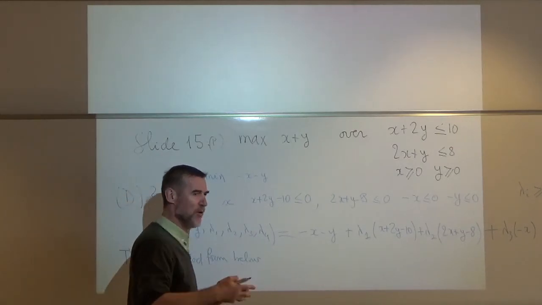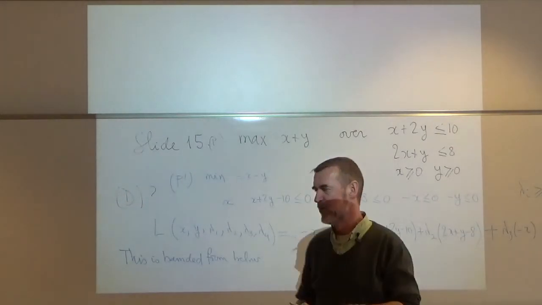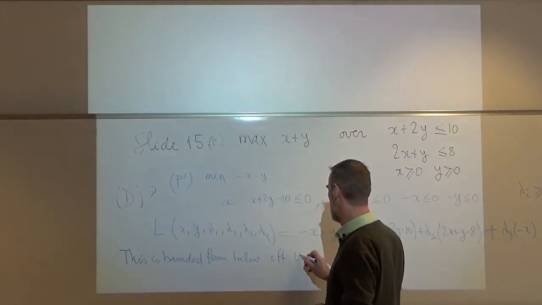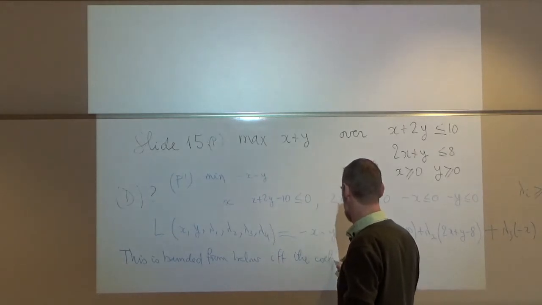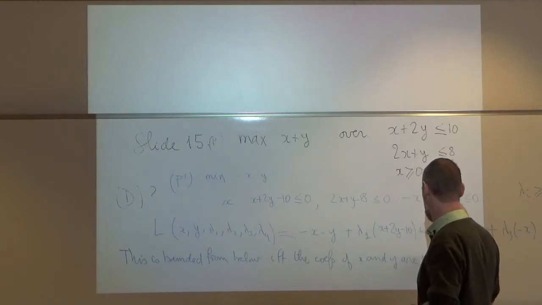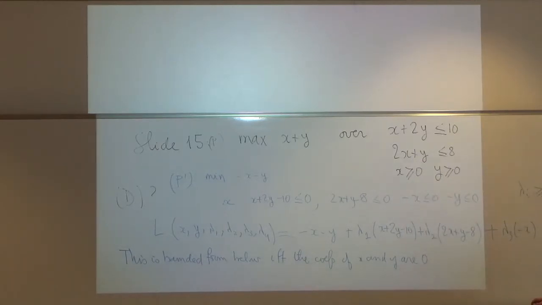Which means the dual problem has a finite value, doesn't give minus infinity, if and only if the coefficients of x and y are 0. That's the trick. The rest follows from this trick.